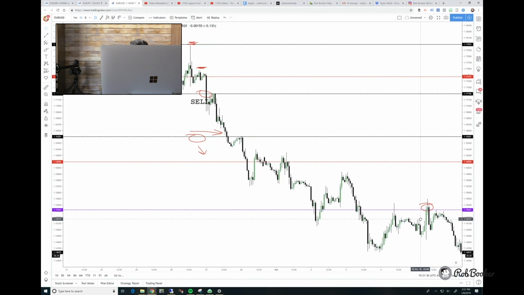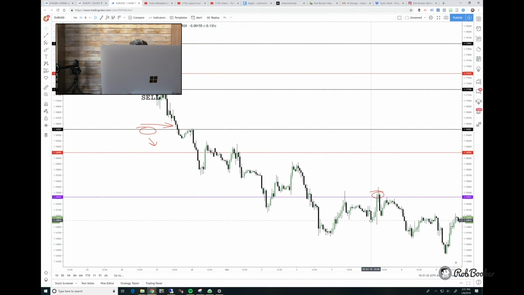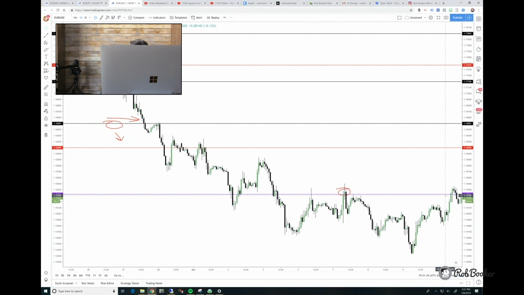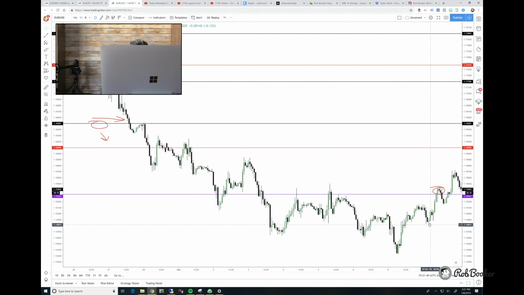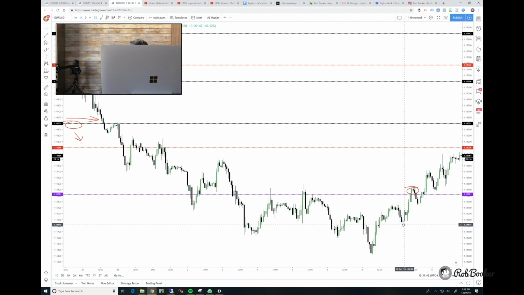So the next time that we break through or above that level, I want to be able to buy this currency pair, and that is a perfect area right there to do it. Now, what do you think my profit target's going to be?